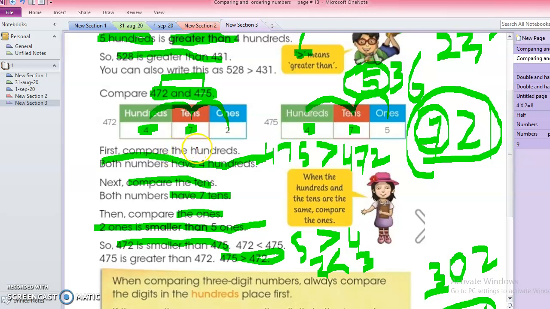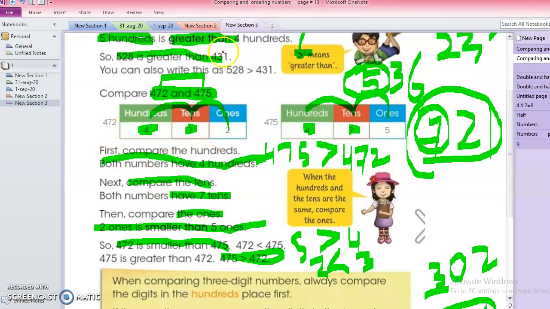So first we have to compare the hundreds. Both numbers have 400, so next compare the tens. Both numbers have 7 tens. Then compare the ones. The two ones is smaller than 5 ones. That's why 472 is smaller than 475. And how you will write it in symbolic form, that 472 less than. This mouth should be closed when you are talking about less than. 472 less than 475. Or you can say 475 is greater than 472. Right?